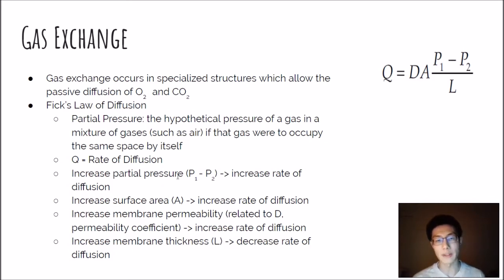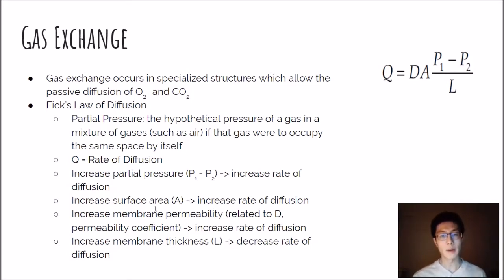If we increase the partial pressure difference, P1 minus P2, maybe by making P1 bigger, we're actually going to increase the rate of diffusion. In addition, if we increase the surface area, which is the A value over here, we're also going to increase the rate of diffusion. That should come pretty naturally at this point. Increasing surface area allows for greater exchange when we're talking about gases or diffusion.